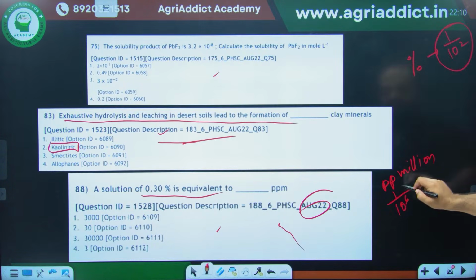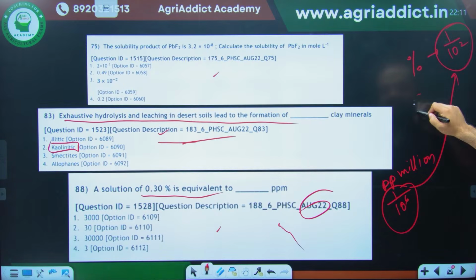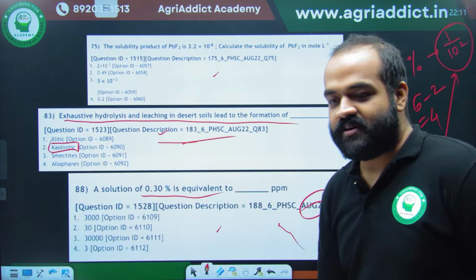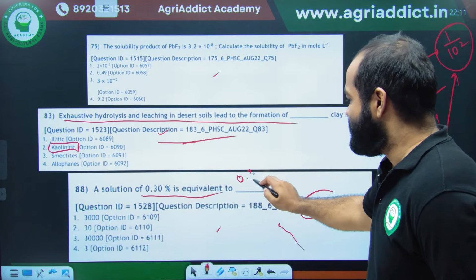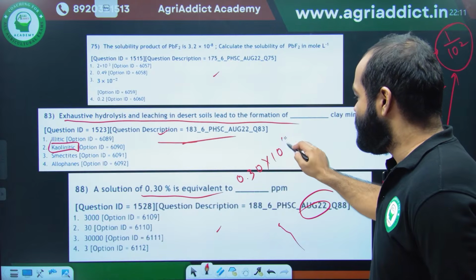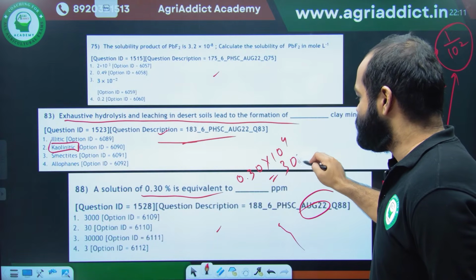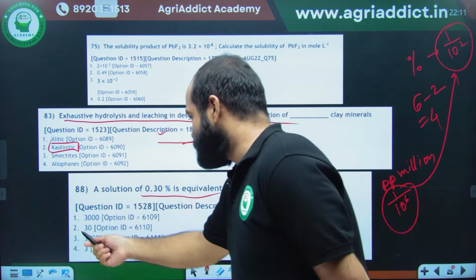अब दोनों का डिफरेंस क्या होगा? 6 minus 2 क्या होता है? 4. So you have to multiply with 10 to the power 4. तो 0.3 है into 10 to the power 4 करो, 3000. It will be option.